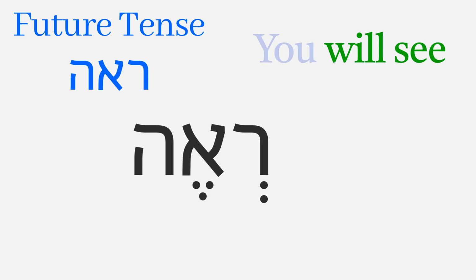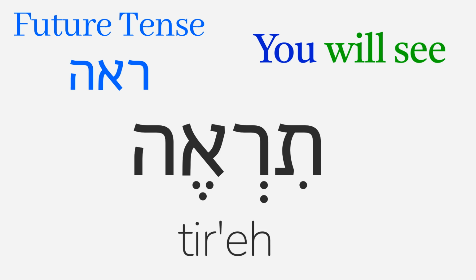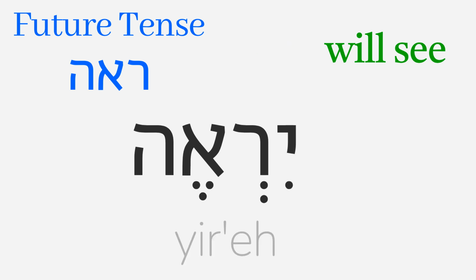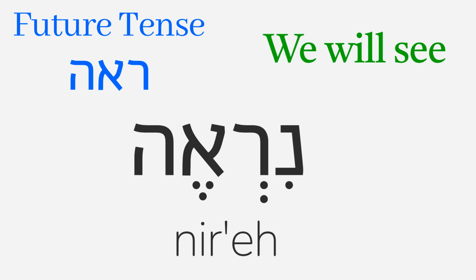To say you will see masculine singular, we use the prefix t instead of the prefix e, which gives us tir-e. You will see masculine singular. Remember that the ata, you masculine singular, and he, she forms of the future tense are the same. So tir-e can also mean she will see. With the prefix yi, we get yir-e, he will see, and with ni, we get nir-e, we will see.